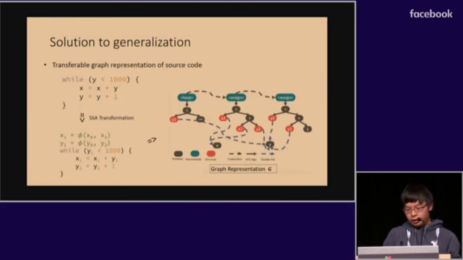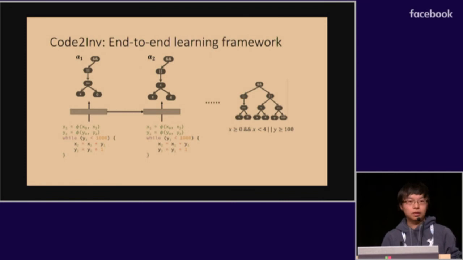To solve the generalization issue, here we propose a graph representation module. Using graph neural networks, one can get a transferable representation of the source code. This is the overall framework of our proposed Code2Inv. In each step, the agent will propose a predicate, which is part of the solution. And in addition to the final smooth reward we just talked about, we also added additional intermediate rewards to guarantee the proposed predicates are valid.